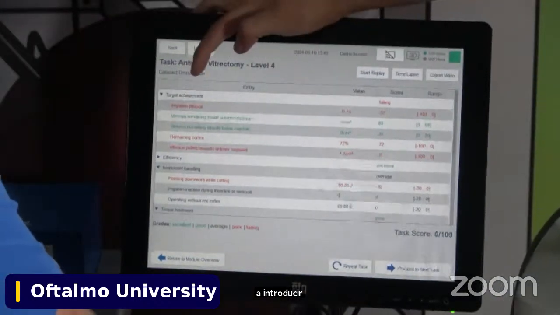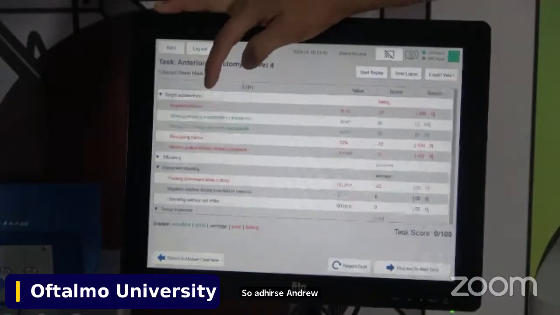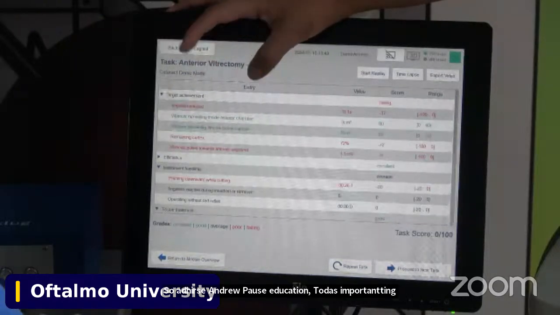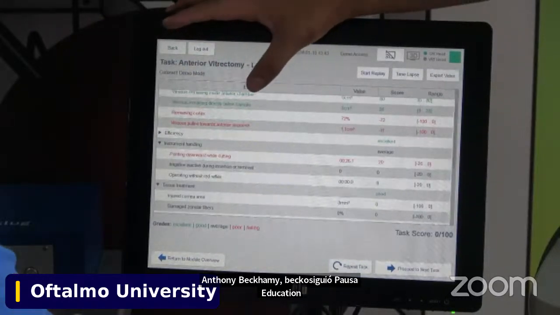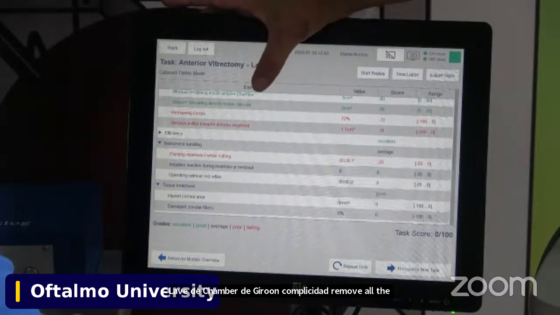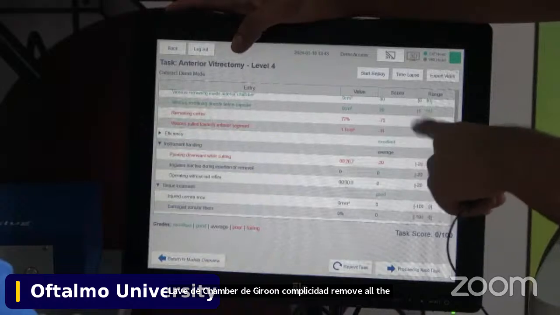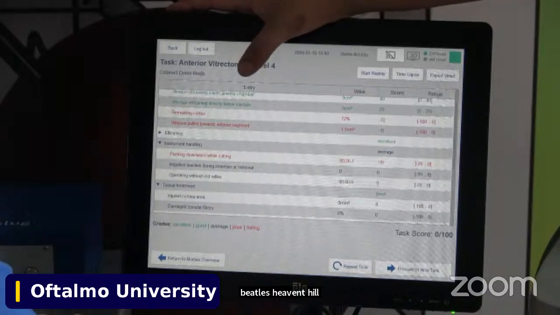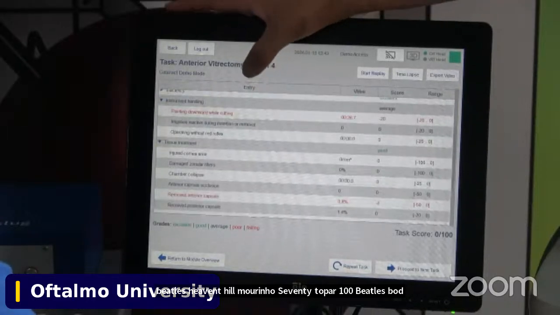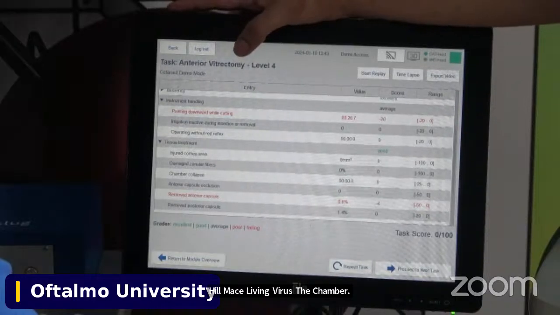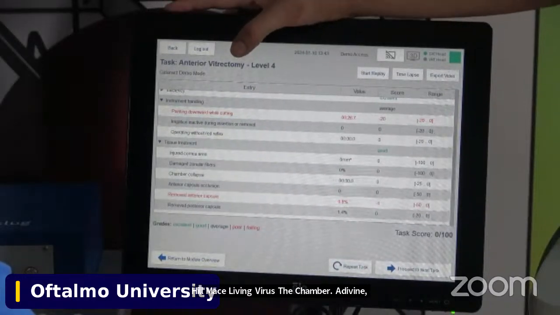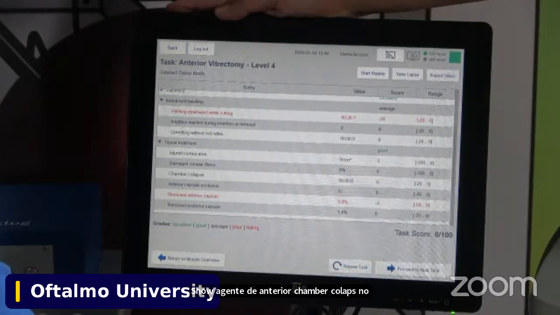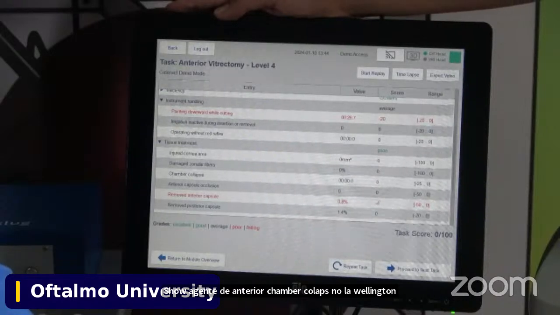So at first, Andrew paused the irrigation. That's important in anterior vitrectomy, because if you pause the irrigation, you collapse the chamber. Then he didn't completely remove all the vitreous. He removed, I don't know, more or less 72% of the vitreous, but he left vitreous in the chamber. And at the end, he didn't put viscoelastic when he finished the anterior vitrectomy. So again, the anterior chamber collapsed. Now Andrew will do the task again, but try to improve these things.